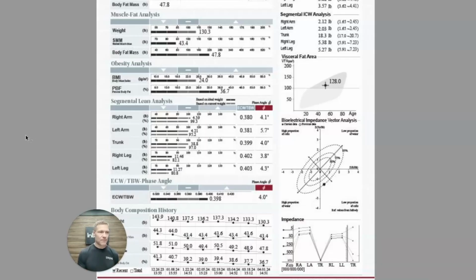So again, Jane, my goal would be to line you right up, if this line is straight, in the middle of a healthy range.